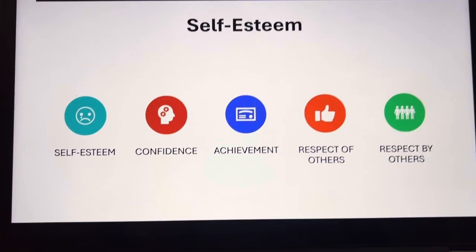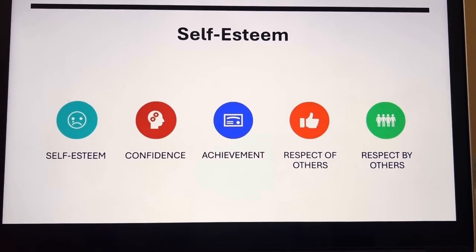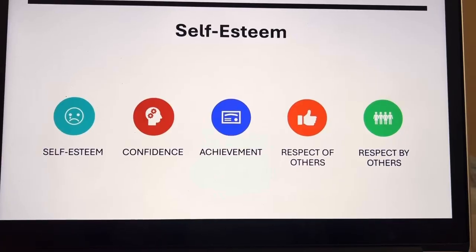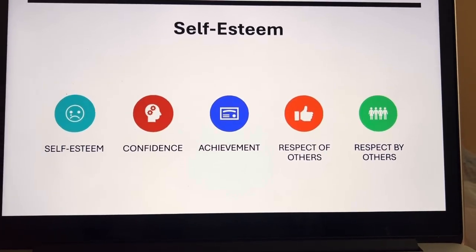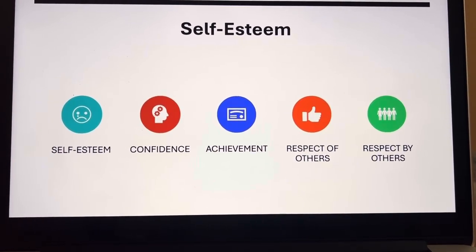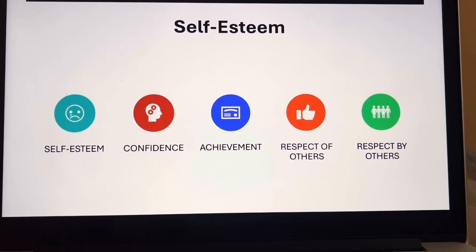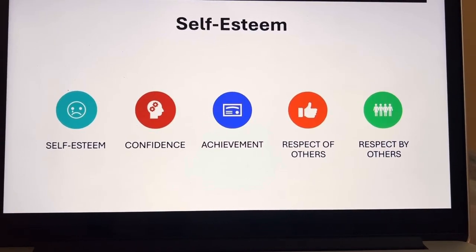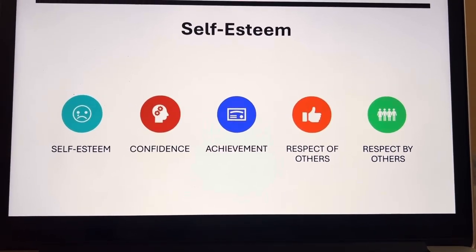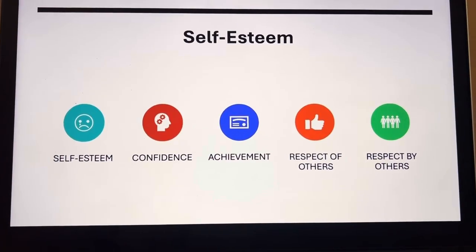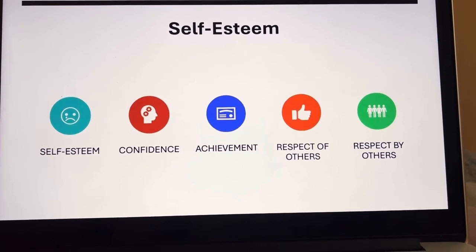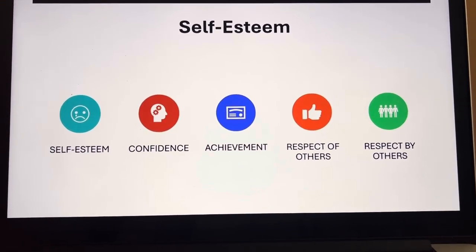The next one going up the pyramid line is self-esteem. And so you have confidence and achievement, respect of others, and respect by others. There's actually a slight difference within that. But self-esteem as a whole is a very important thing.